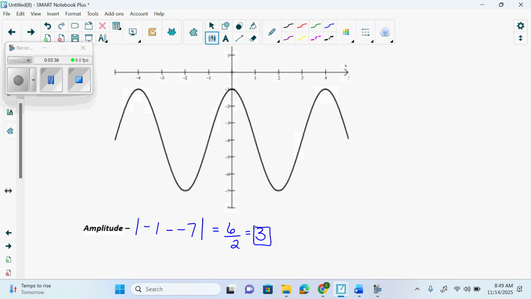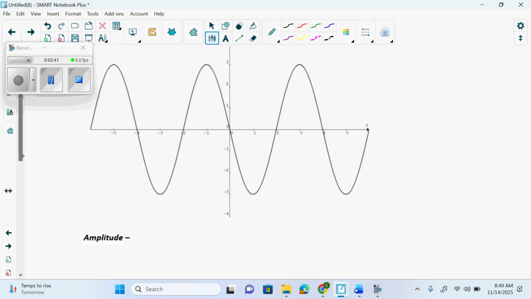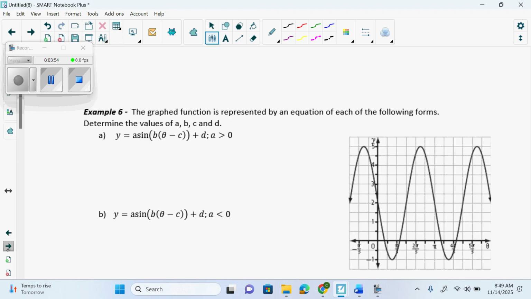Yeah? Next one. Absolute value of 3 minus minus 3 divided by 2 is 6 divided by 2, which is 3. Now the next one, amplitude equals the absolute value of 5 minus negative 1 divided by 2 is 6 divided by 2, which is 3. Okay.